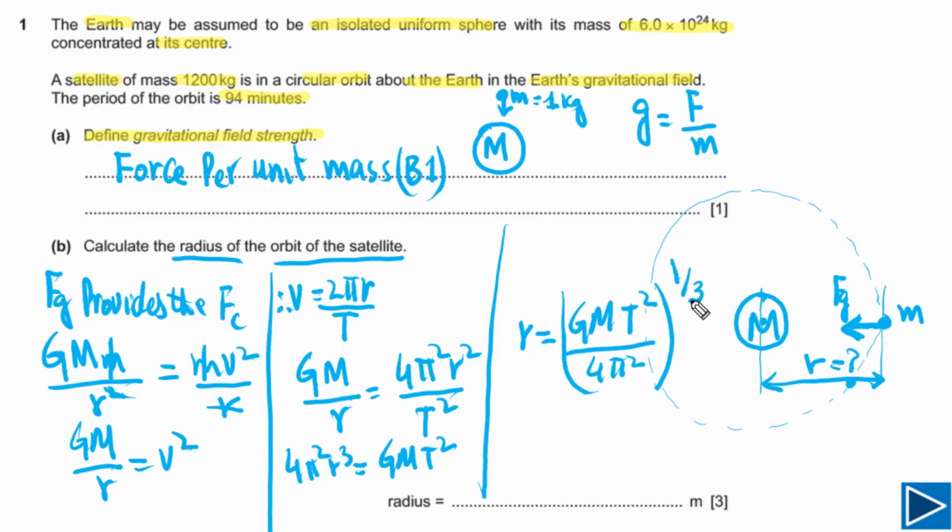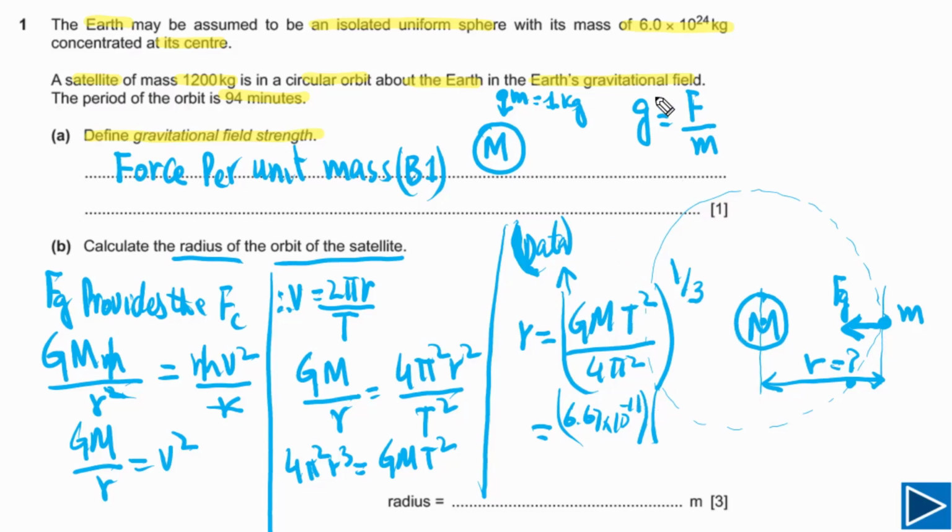This is 1 by 3. Now simply plug in values, we can find out the value of r. G is a constant and its value is given in the data. If you just check the first page, you can find the value of G, it is given. Its value is 6.67 times 10 to the negative 11. This is a constant. If you remember, that's wonderful. If you didn't remember, you can just go to the data page and you can find its value.